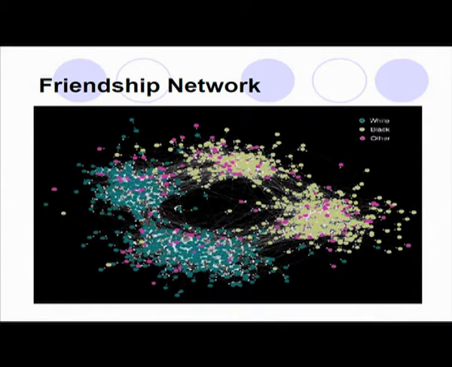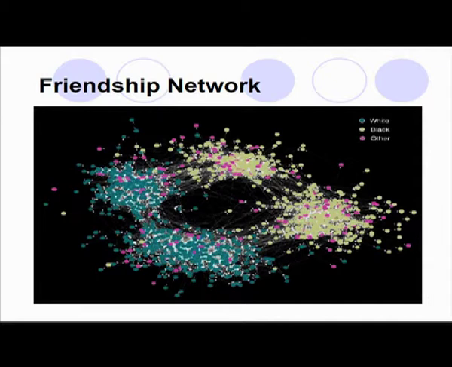The next example that I am showing you is of a friendship network that was collected from a US school, where you have three different types of entities: the white students, the black students, and other students who could not be classified into any of these groups. The blue nodes are the white students, the white nodes are the black students, and the purple nodes are the other students, and edges in this network represent friendship relationships.